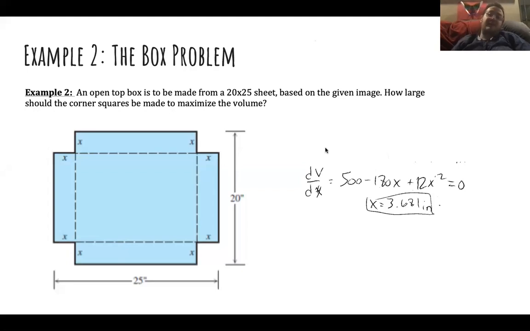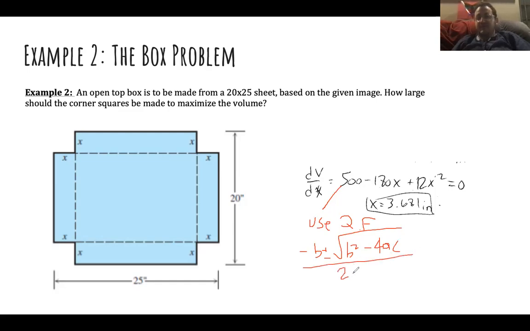And just to save us a little time here, I'm not going to get into the uglies, but this is the equation. We're basically maximizing the volume. And we use the quadratic formula. That's opposite b plus or minus the square root of b squared minus 4ac, over 2a.